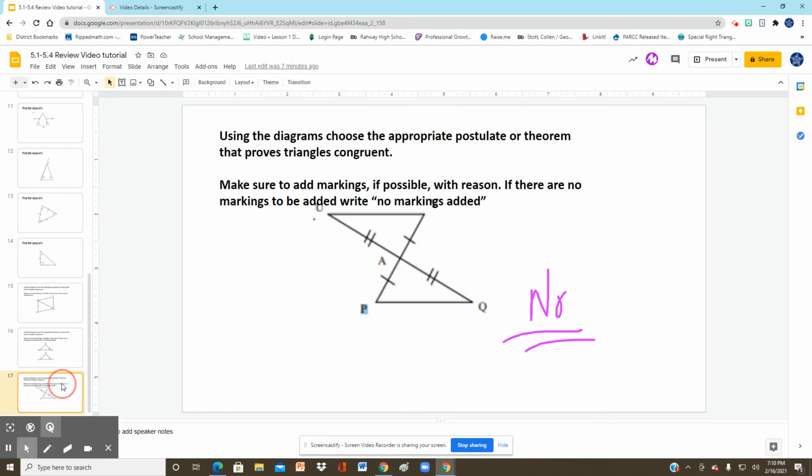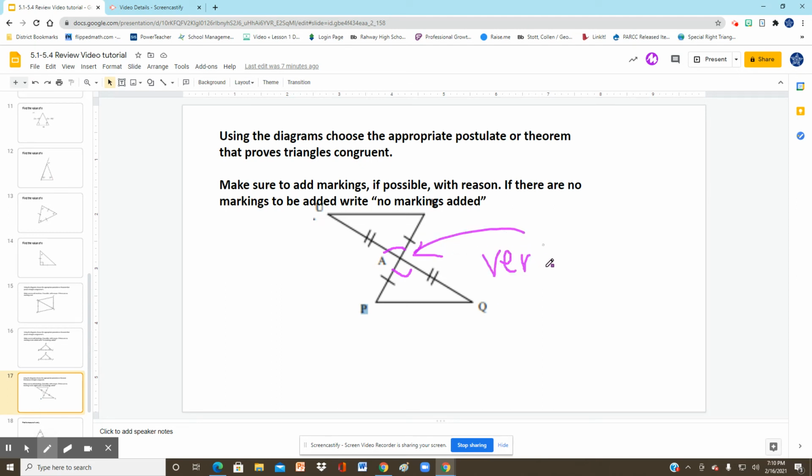Next problem, here we can mark off our angles in the middle. Again, if you just mark this off and leave it, it's marked wrong. You have to justify. So this would be vertical angles. And then we check to see if SAS works. And in this case, it does. This is SAS.